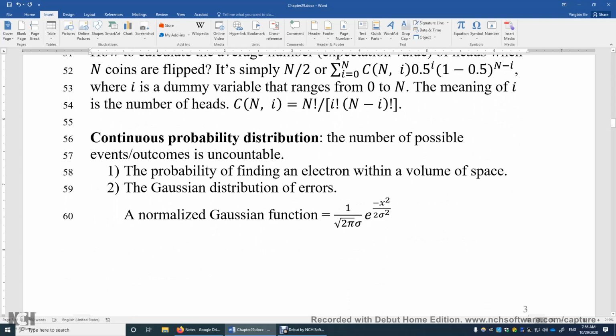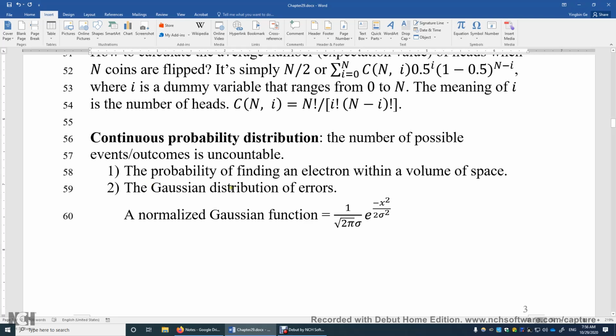Now let's talk about some continuous probability distributions. In this case, the number of possible events or outcomes is uncountable. So for example, the probability of finding an electron within a volume of space is uncountable. It's continuous. And also, the Gaussian distribution of errors is uncountable.